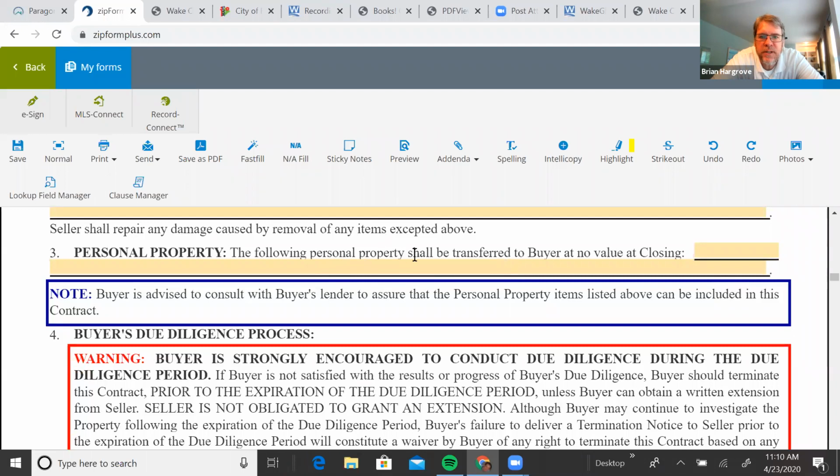The following personal property shall be transferred to buyer at no value at closing. But here's the problem. If you start putting in a bunch of furniture and stuff, they have value to it, so they do see that as value to your offer. So if you're offering 200,000 and asking for all these personal items, they're going to think that you should be offering more for the house, right? So even though it says at no value at closing, the seller certainly sees value to that, and it might impact your ability to negotiate on the property.